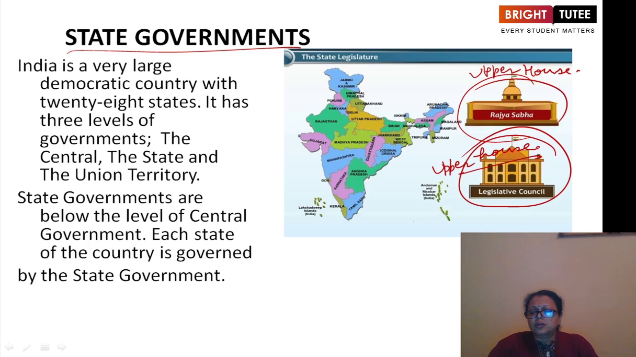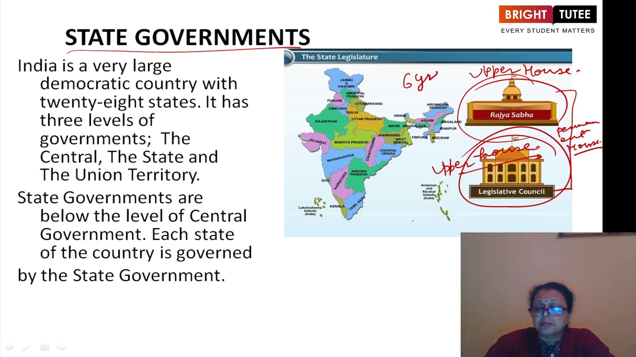And it is also considered as permanent. Both these are considered as permanent houses. Permanent house. They never dissolve. Their members are retired after certain time periods. It is 6 years. The members have a tenure of 6 years, for the Rajya Sabha and for the Legislative Council.